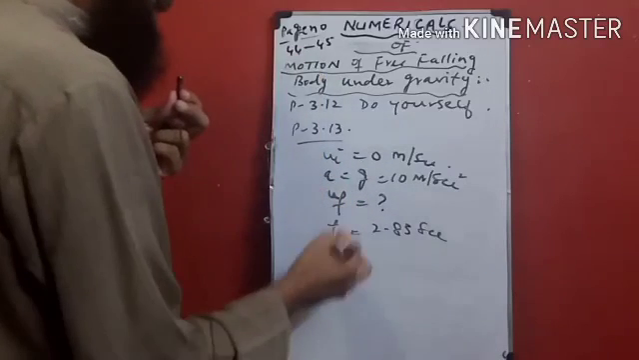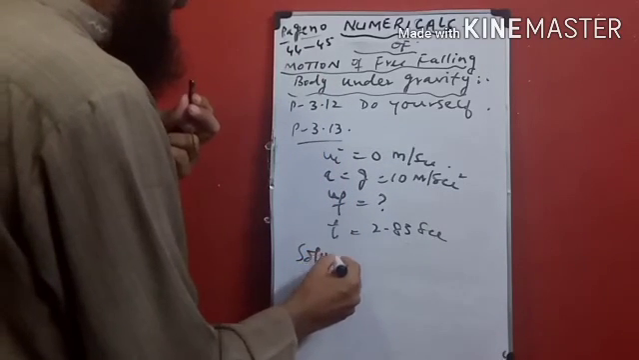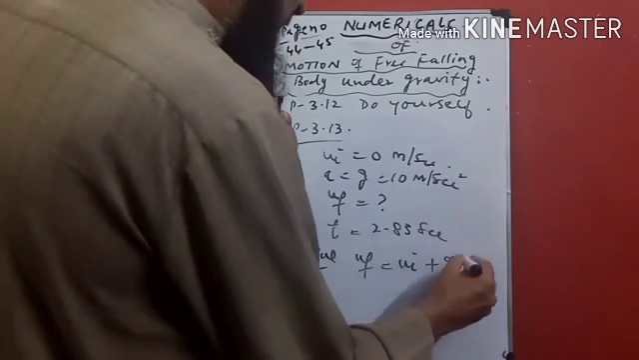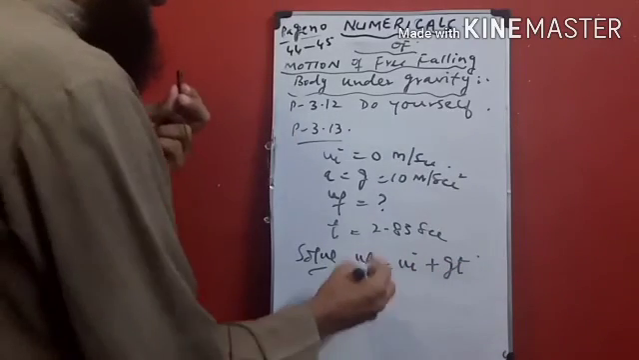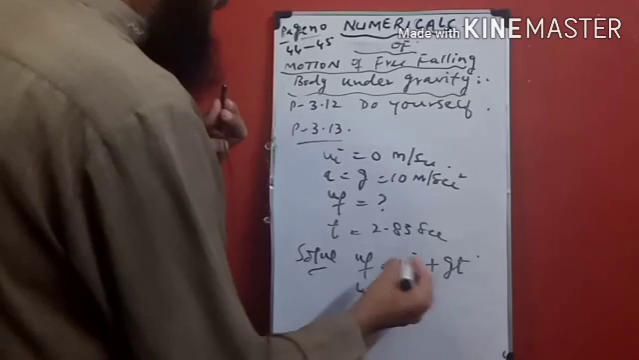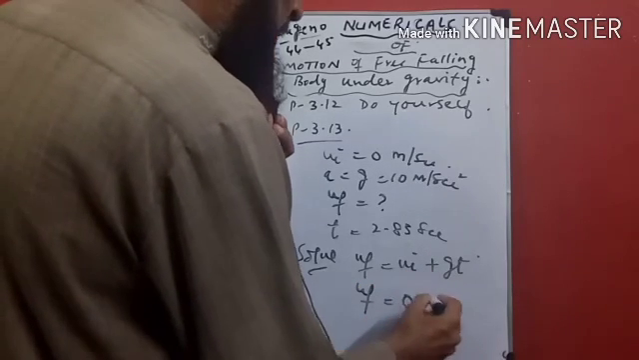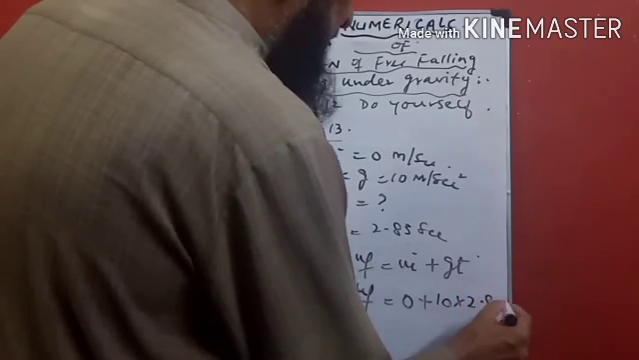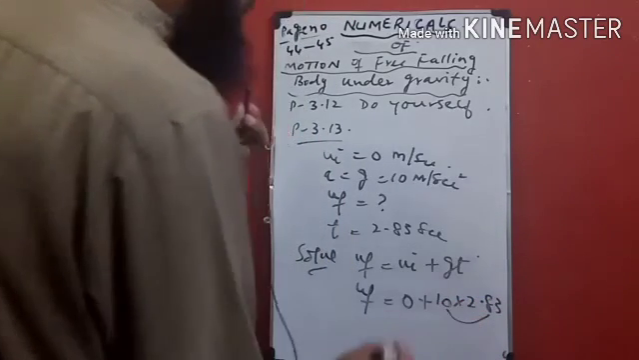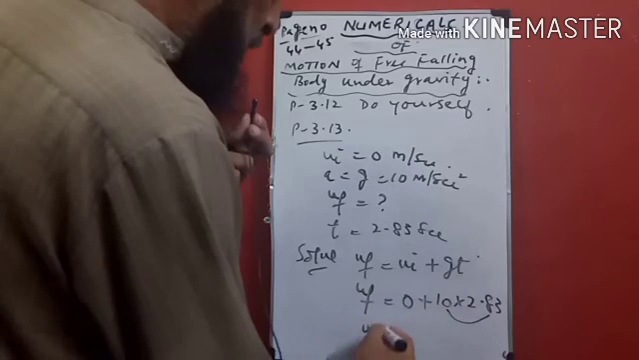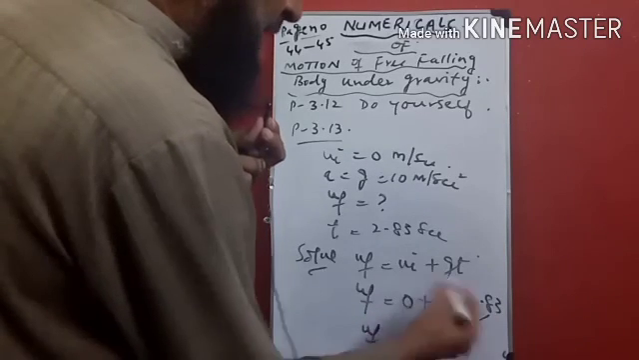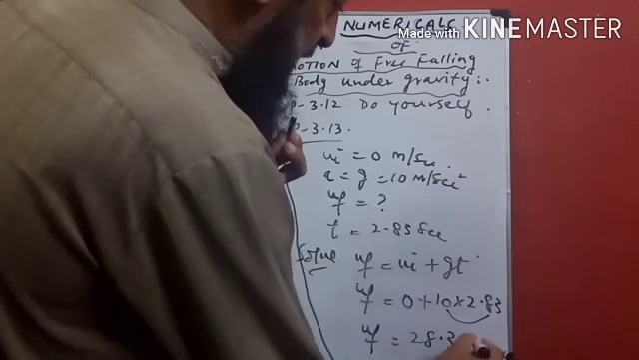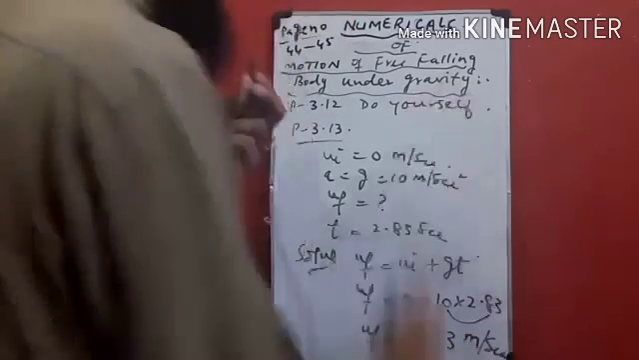Now we apply the formula over here for the final velocity. Vf is equal to Vi plus g t. Vf we find over here, the value of Vi is 0, the value of g is 10, and time is 2.83. We multiply these two numbers by each other, and we obtain the final velocity by which the body strikes the ground, which is 28.3 meter per second.